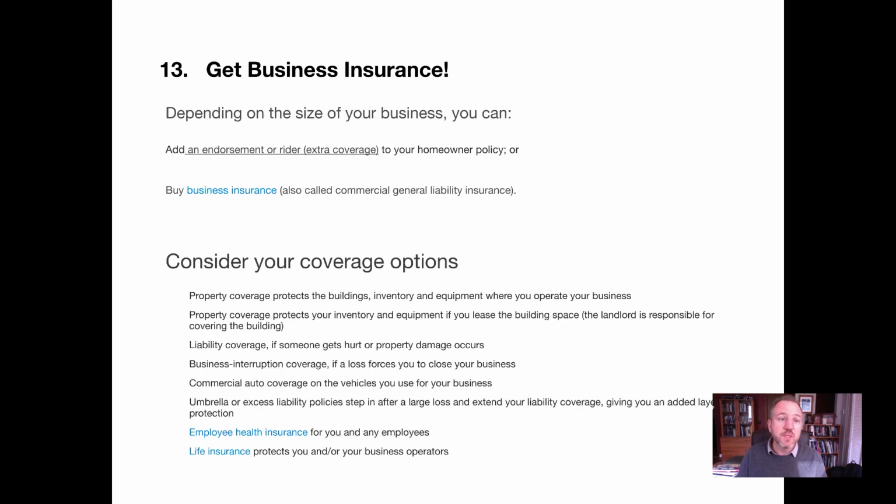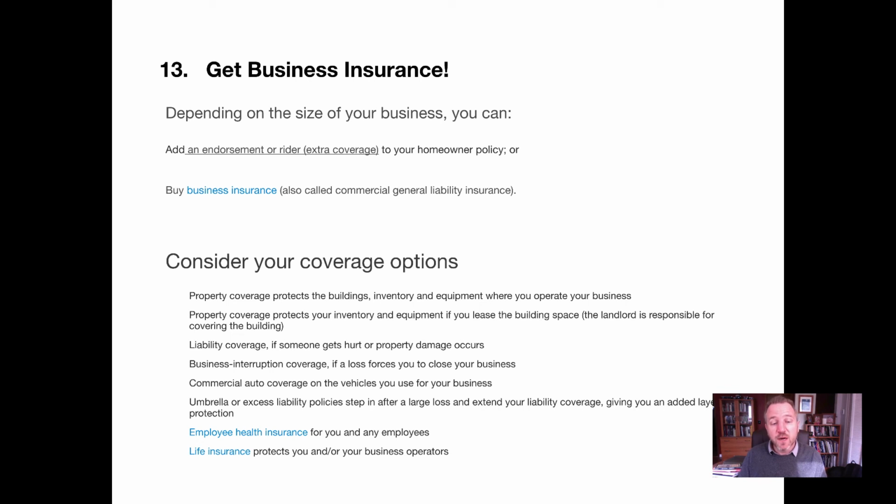Depending on the size of your business, you can add an endorsement or a rider to your existing homeowner policy, or you can buy an independent commercial liability insurance policy as well. Here's a list of coverage options. You can add property coverage that protects buildings, inventory, and equipment where you operate your business. You can have property coverage that protects inventory and equipment if you lease the building, and the landlord's responsible for covering the building itself. You're just covering your inventory and equipment.